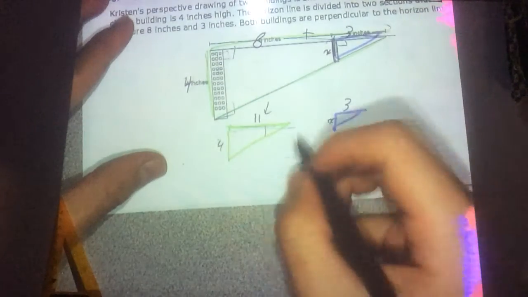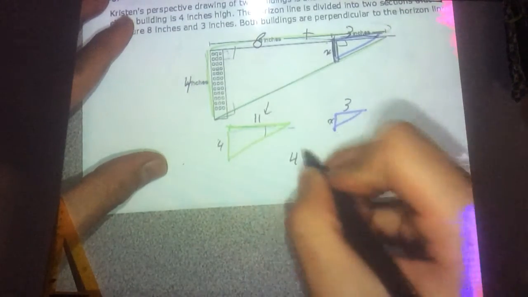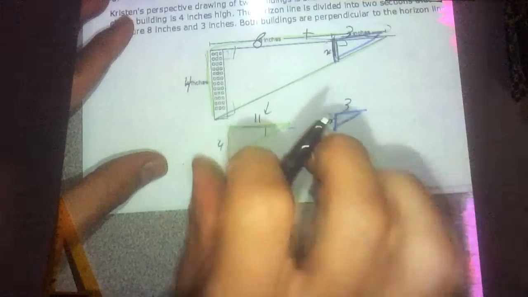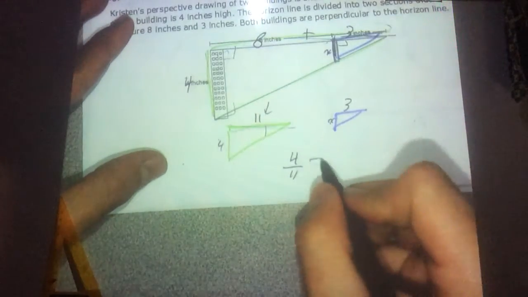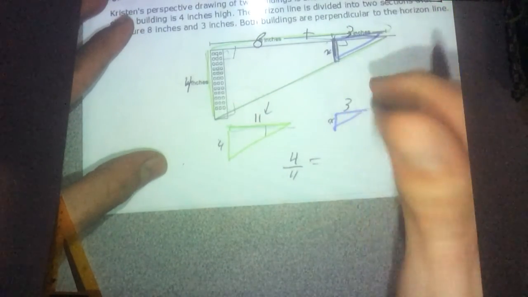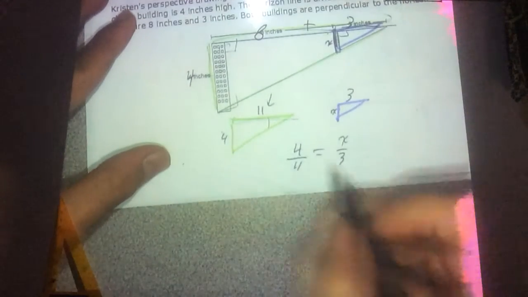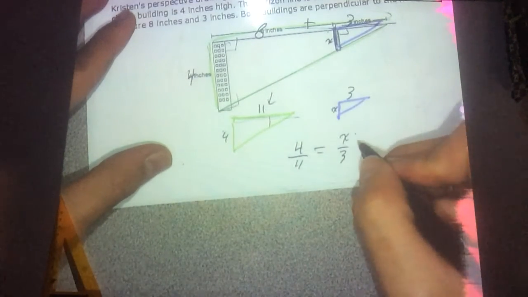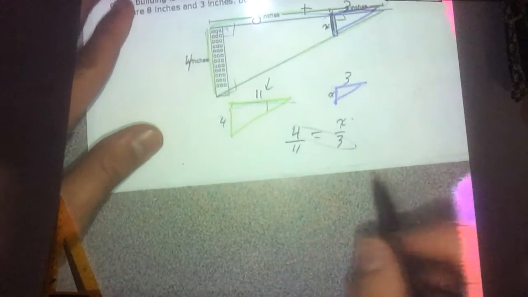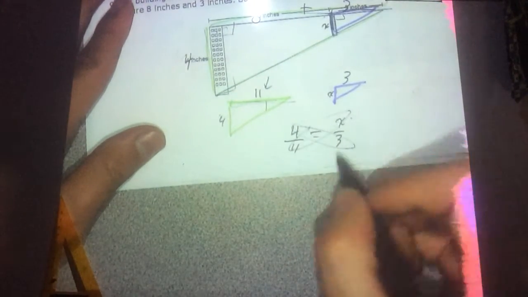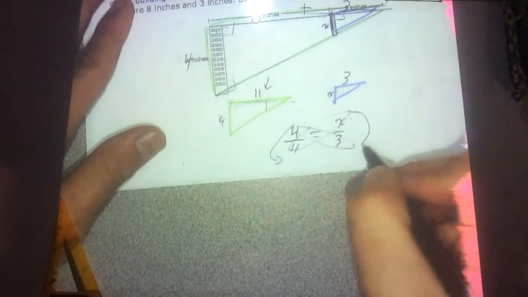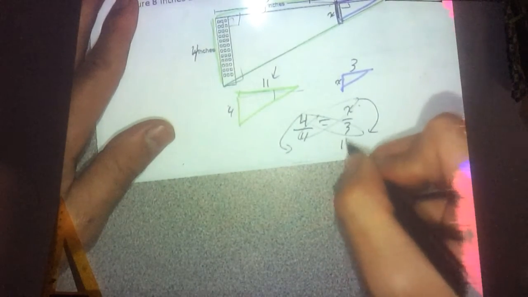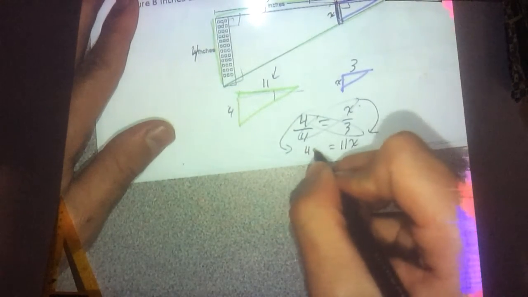Now, once I set up my proportion, which could be something like 4 over 11 is equal to x over 3. It could have been 11 over 4 and 3 over x as well. So I'm going to cross multiply, bring them down here, which gives me 11x is equal to 4 times 3.